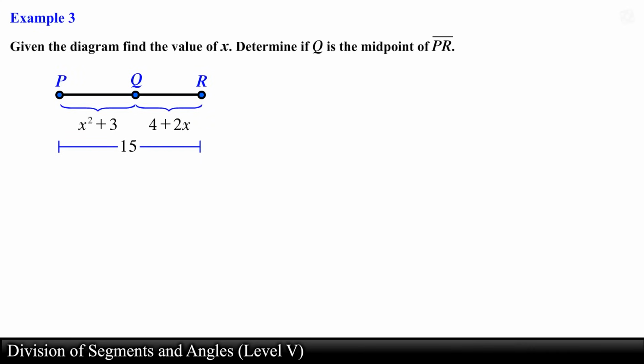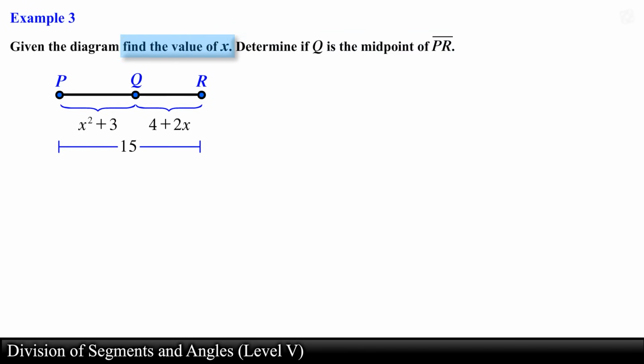Given the diagram, find the value of x. Determine if point Q is the midpoint of segment PR. In this problem, we are provided with a diagram of a line segment broken into two smaller line segments. We are also given the measurement of line segment PR and algebraic expressions representing the measurement of the smaller line segments.